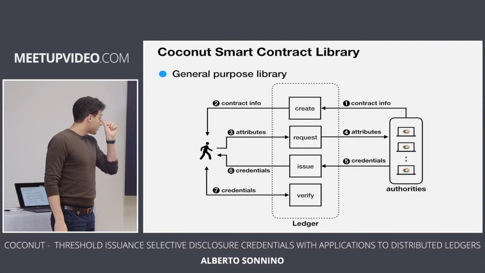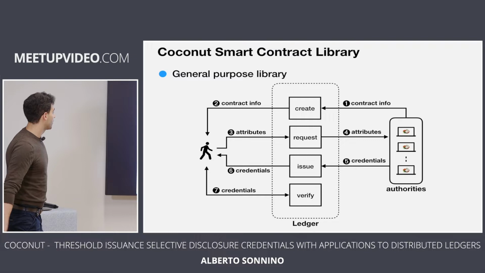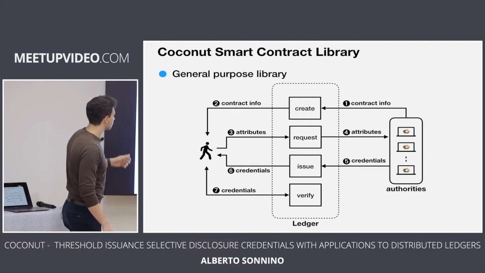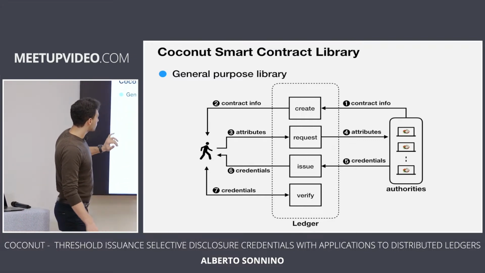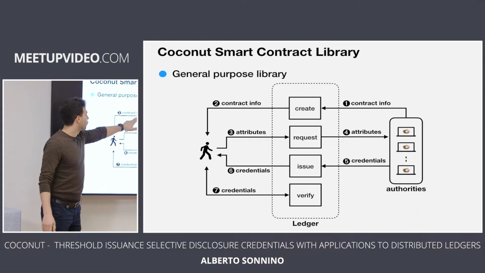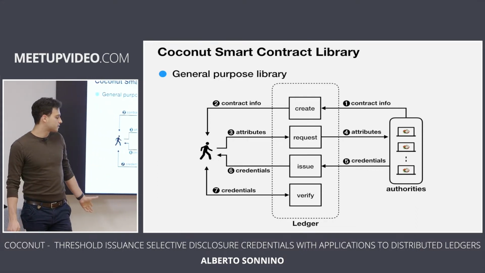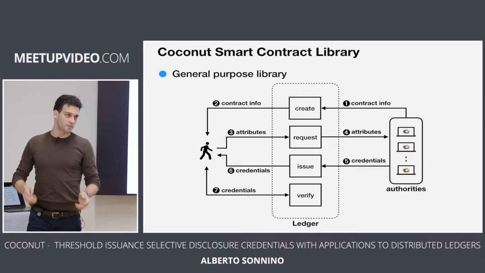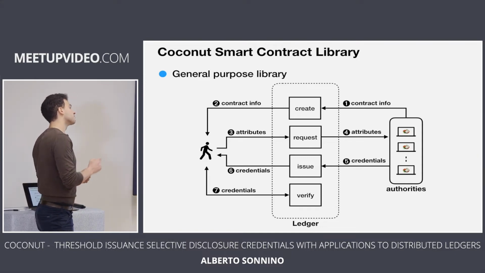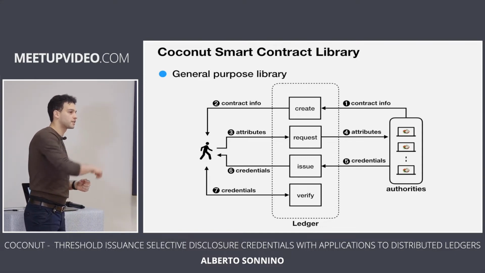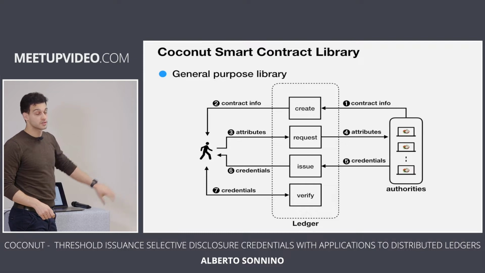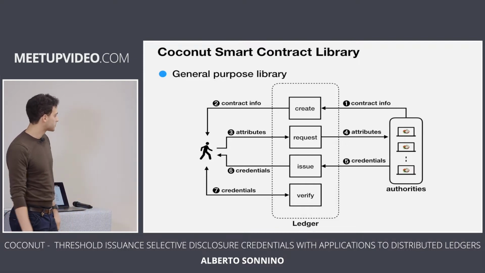Okay, and this is the smart contract library. So it's a big figure. I should have put it in two pieces, but what we do is we have on the smart contracts 4 functions: create, request, issue, and verify. Then I'll go through the application and show you we basically just make calls to those specific functions, and we can do all sorts of applications.